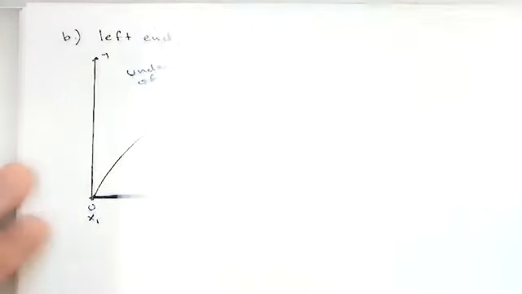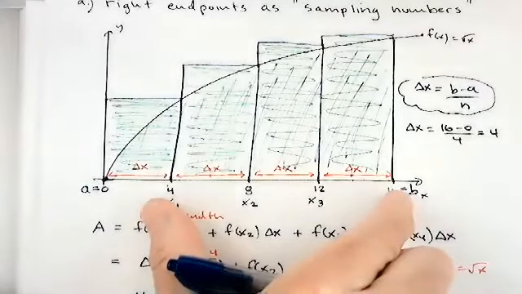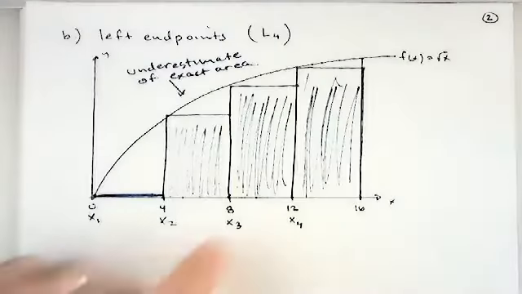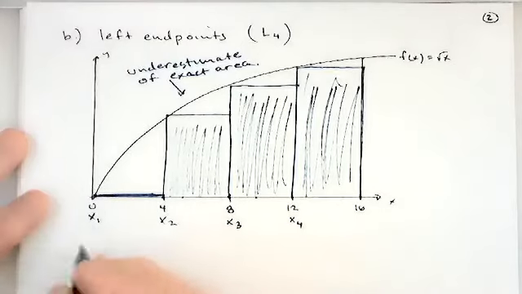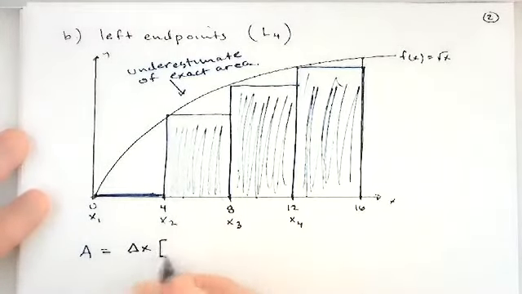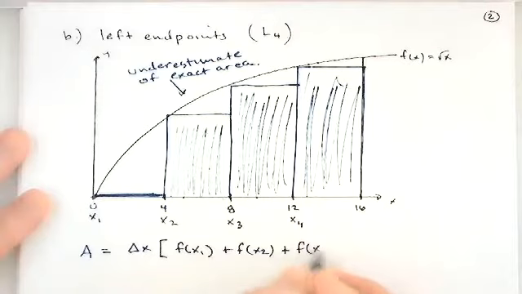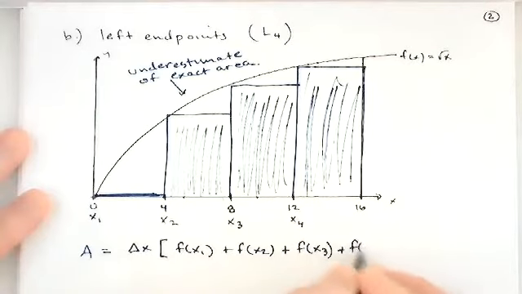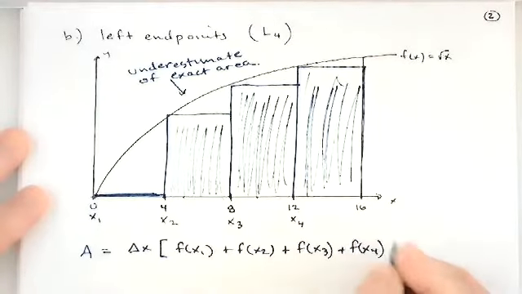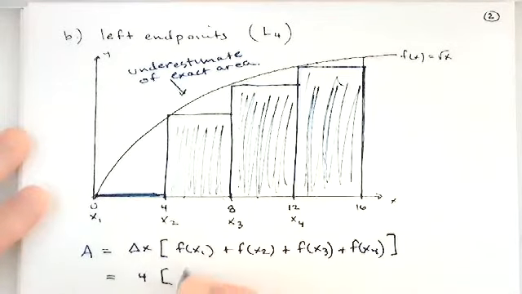Notice it's different, right? When we did right-hand endpoints, we included the 16. Now we're just moving everybody over to the left one. But the same formula could be applied. It's still width, and then I would just be doing all of those heights. So this would come out to be 4.